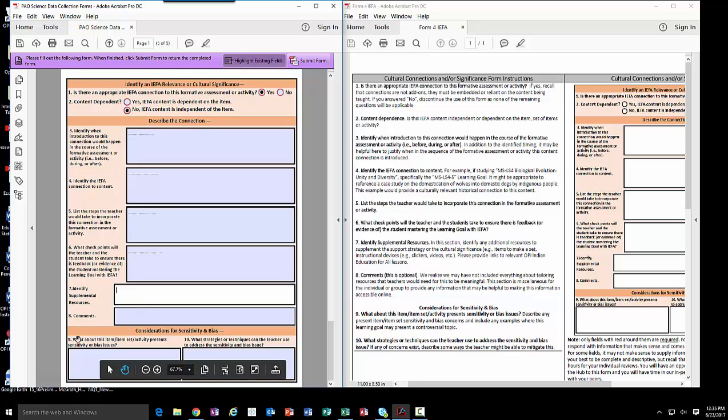And comments, and also specific to this section, any sensitivity or bias that we need to be considerate and mindful of. That concludes the information and how to use the form, the checklist, and the item all together for Form 4, which is the Identify, IFA, Relevance, and Cultural Significance.